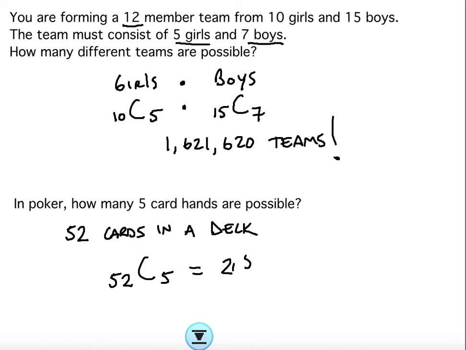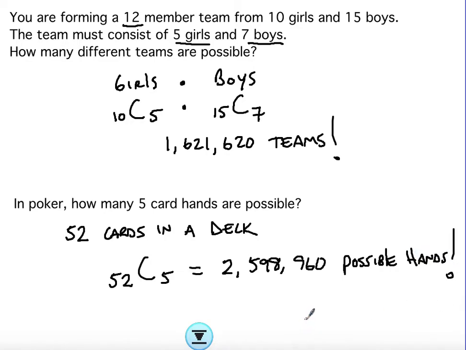Oops, my pen got a little off there. I'll start over here. $2,598,960 possible hands. Okay.